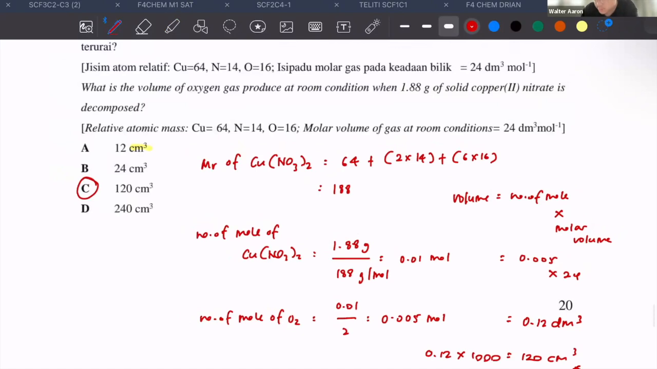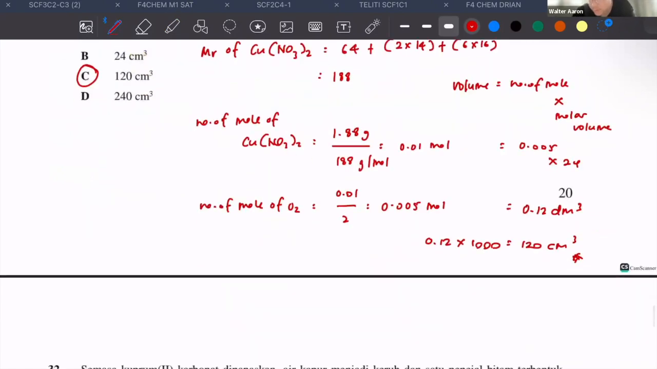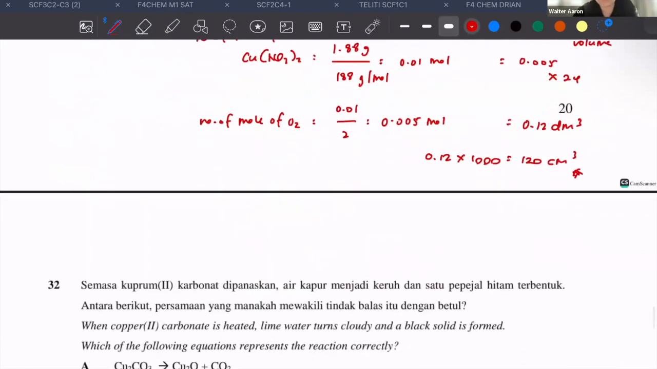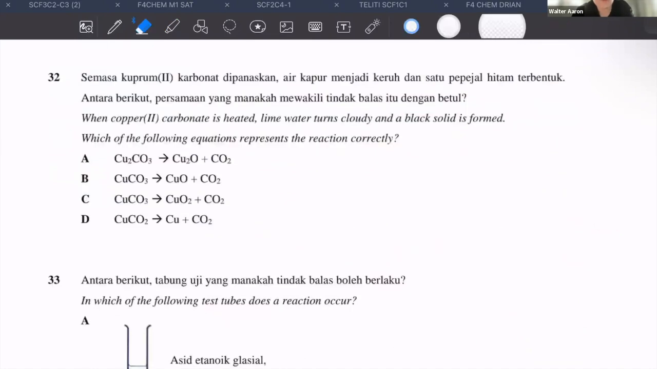Right, let's move on. Next one, 32. When copper(II) carbonate is heated, lime water turns cloudy and black solids form. Which of the following equations represents the reaction correctly? So copper(II) carbonate decomposes to form copper oxide. Copper oxide is black in color, and then it releases carbon dioxide gas. So I think the only possible answer that's correct over here is CuCO3 breaks down to form CuO plus CO2. So the answer here will be B.